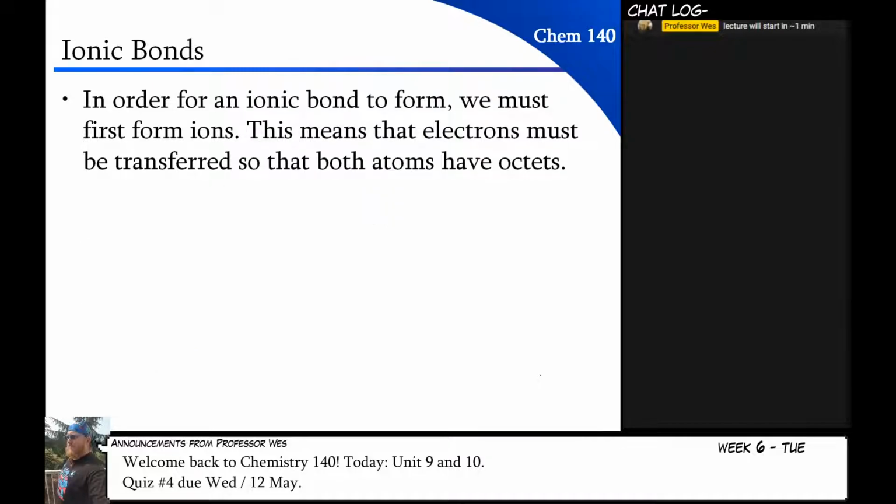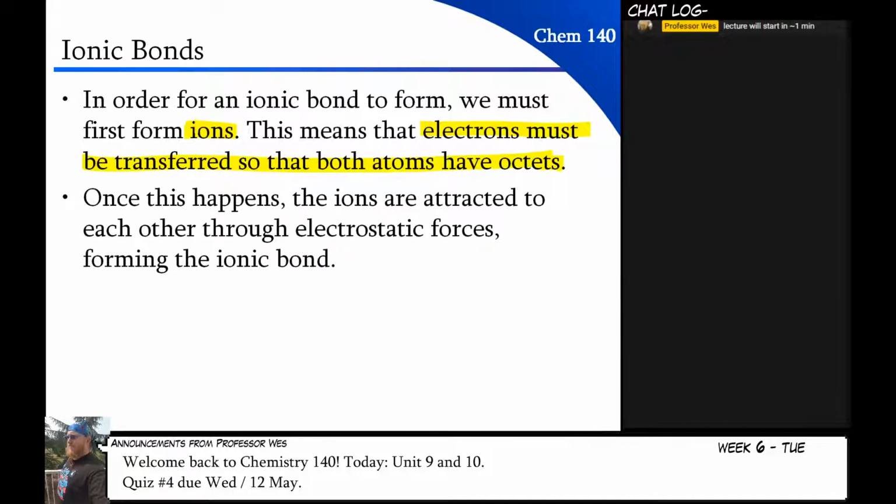So that's the order of operations here. First, you have to make ions. In order to make ions, we transfer electrons. So electrons must be transferred so that both atoms have octets. That's how we make ions. Then once we have the ions, they are attracted to each other because positive and negative attract.